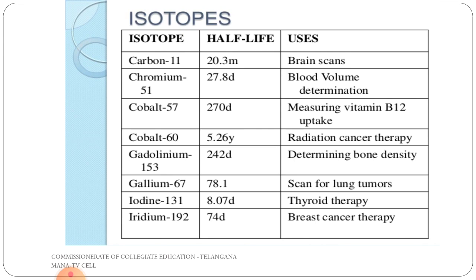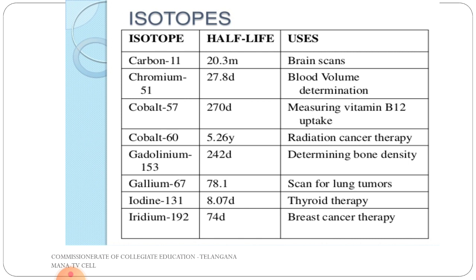Let us see some of the isotopes and their half-lives and uses. Carbon 11, half-life 20.3 minutes, used for brain scans. Chromium 51, half-life 27.8 days, used for blood volume determination. Cobalt 57, half-life 270 days, used to measure vitamin B12 uptake. Cobalt 60, half-life 5.26 years, radiation cancer therapy.